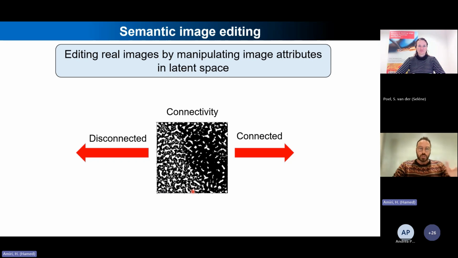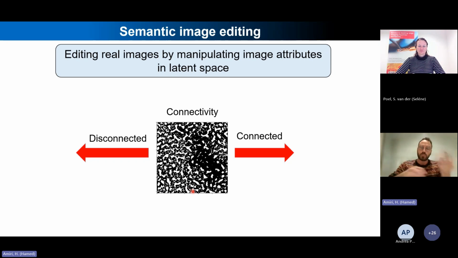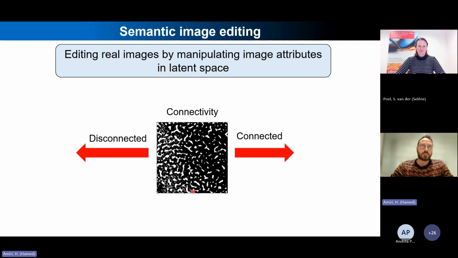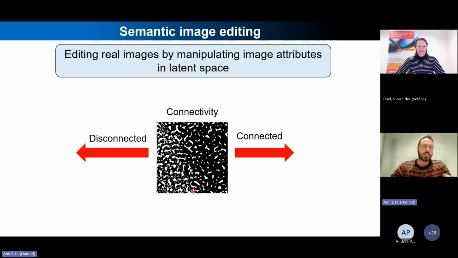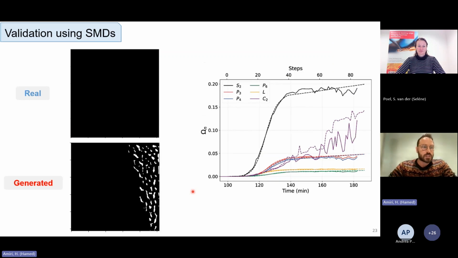I'm not going into more detail of how you can do this. You can read our preprints, which are on the registration page. There you have the link to the two-part paper, and this generative AI work is the second part. There's a lot of detail on how you can edit the image in the latent space of the generative model. But I want to show you the results and show you how you can again use the SMDs to validate our result.